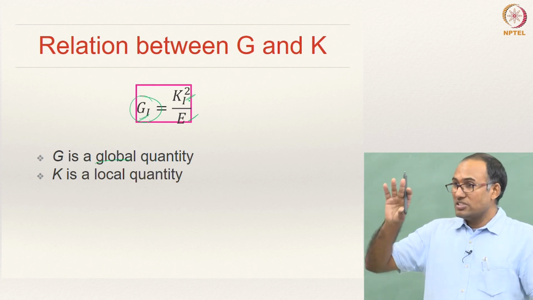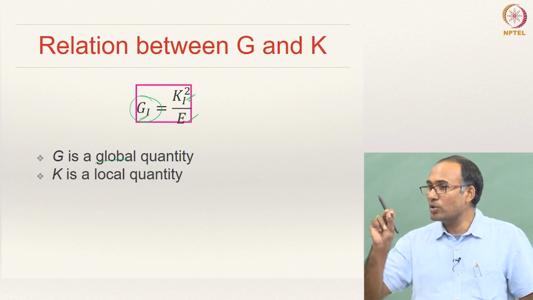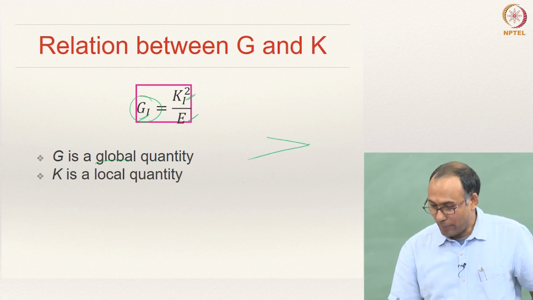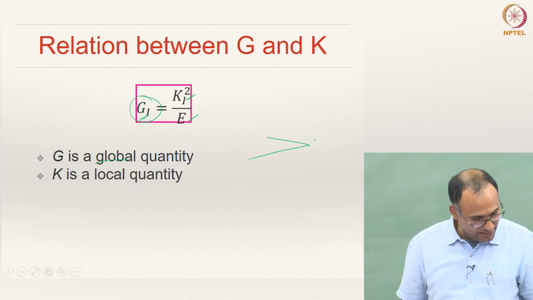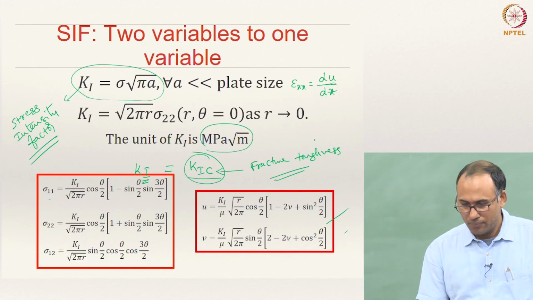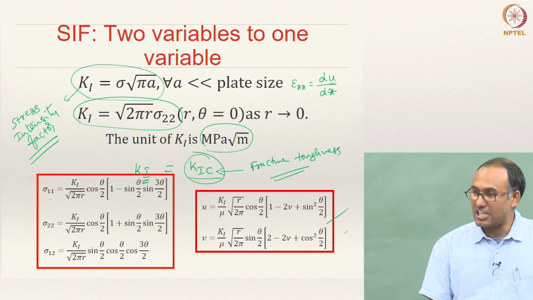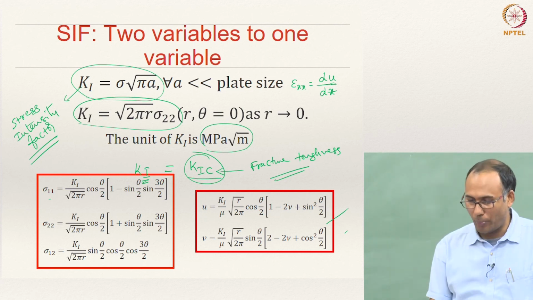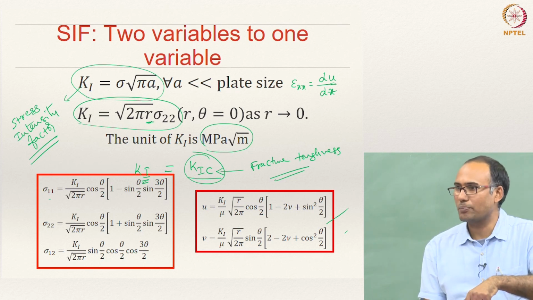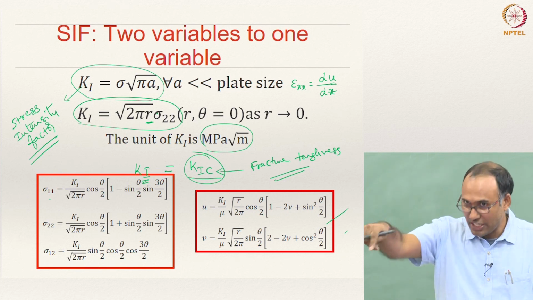No. When we are talking about K1, you are talking about the local crack tip. The definition of K1 is sigma 22, the far field stress, times root 2 pi r at theta equal to 0. So that means we are actually looking close to the crack tip. We are evaluating the behavior of the crack locally, what is the status of it.